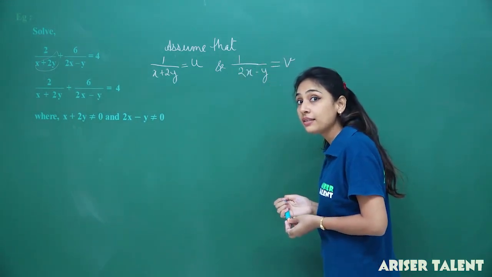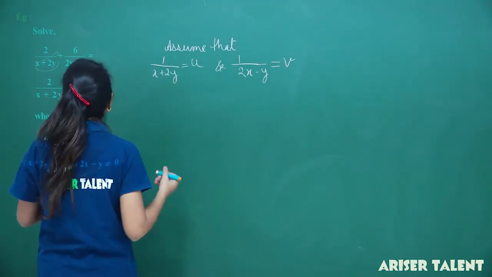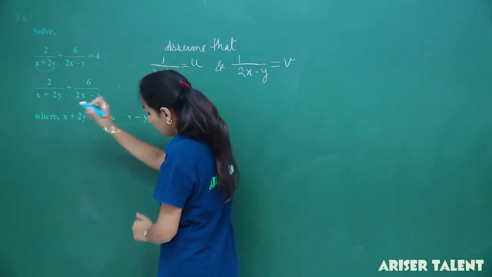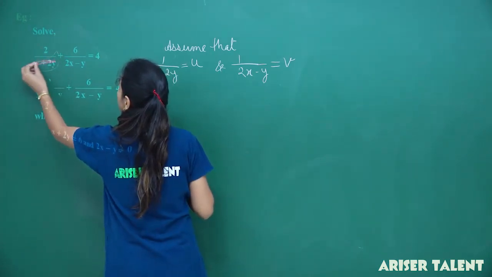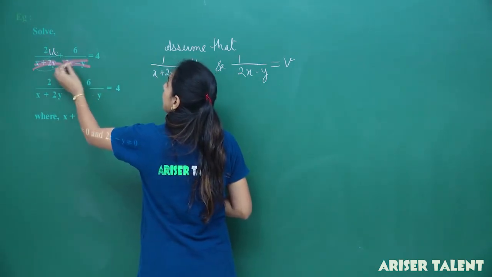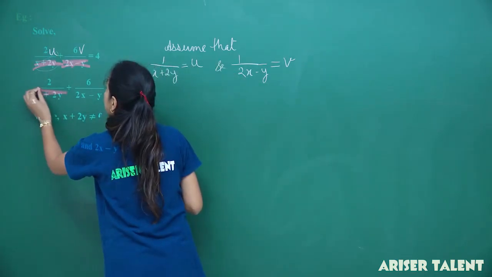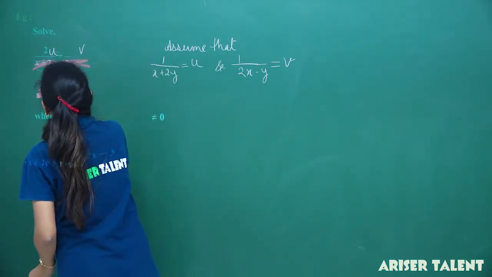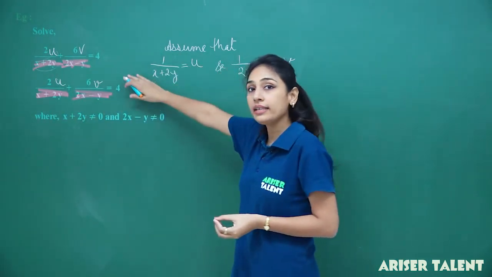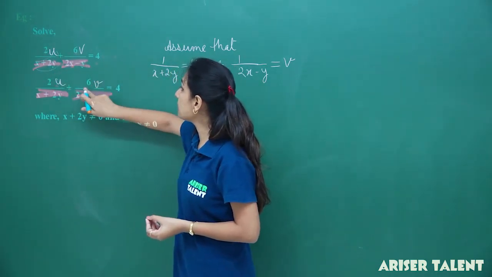Now, if I do that, what is the benefit here? We'll talk about the benefit first. I can write this equation: I can vanish this term and write u here, and write v here. In the same manner, I can vanish this and write u here, vanish this and write v here. Now read this equation: 2u plus 6v equals 4.